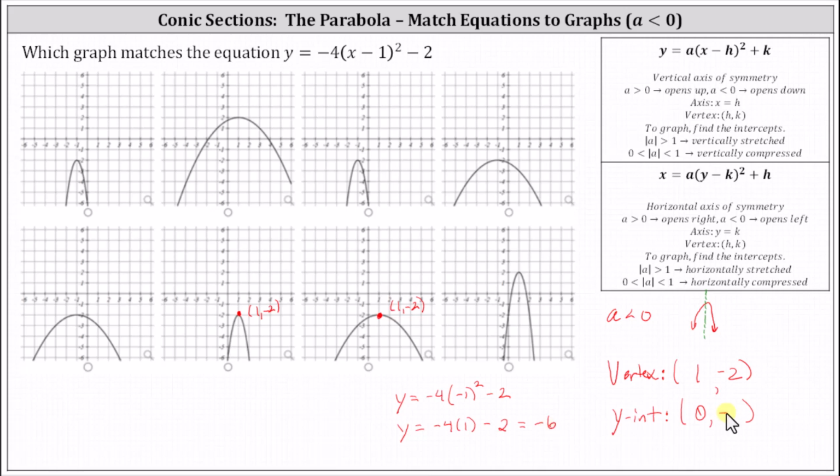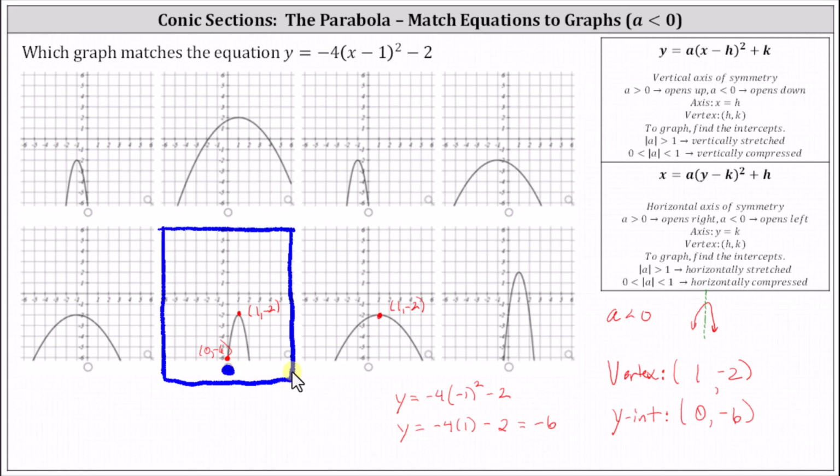The y-intercept is 0 comma -6, and notice only this graph here on the left has a vertical or y-intercept of 0 comma -6. The graph on the right has a different y-intercept. So now we know this is the correct graph for the given equation.